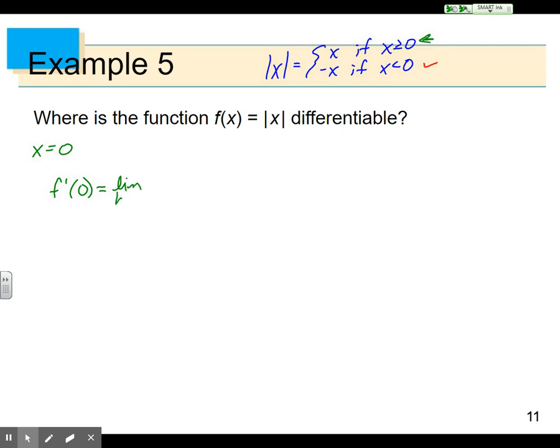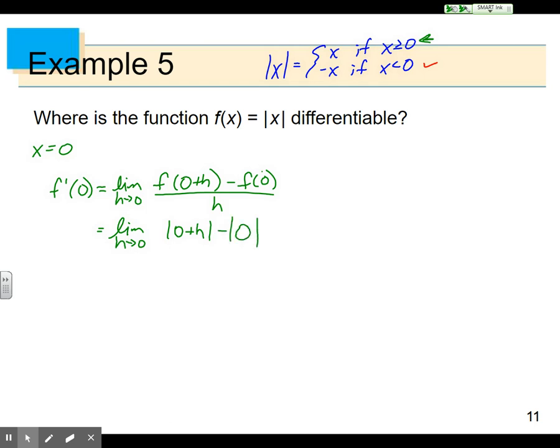So if I still do the same limit as h approaches 0, I change some stuff. X is going to be 0. F of 0 plus h minus f of 0 over h. That's going to be, let's see, absolute value of 0 plus h minus the absolute value of 0. Sorry, that looks like LOL. That's all I can see whenever I write that. So I'm wanting to see what's happening with this limit.